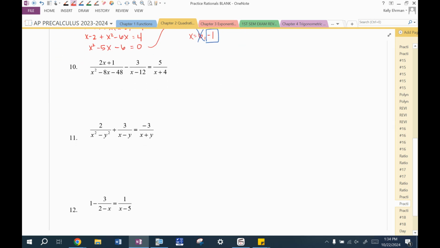All right, let's take a look at number 10. So factor x minus 12, x plus 4. Does that work? That multiplies to negative 48. Negative 12 plus 4 is negative 8. So yes, that works. And then we need to multiply both sides of the equation by that common denominator, x minus 12 times x plus 4.